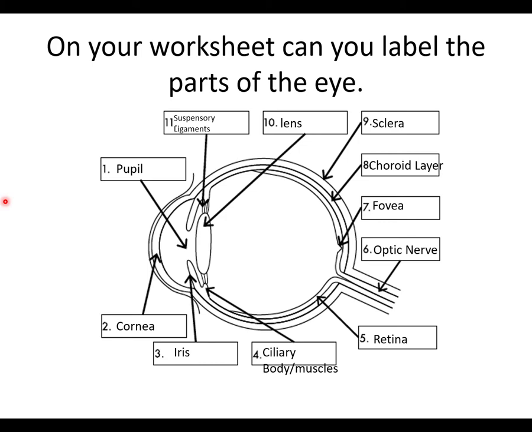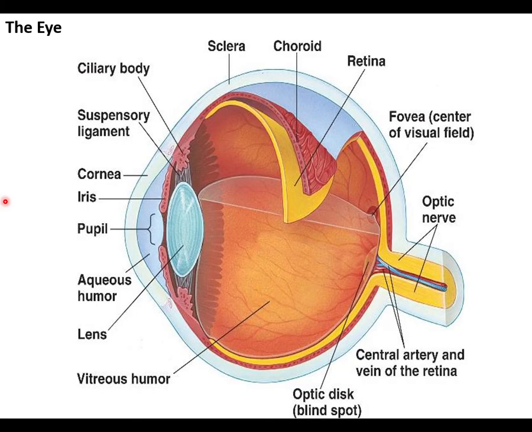So we are going to start with looking at each individual bit of the eye. This is just like a different diagram. This also shows us the vitreous humour, which sits inside. It's a jelly-like substance. At the front here you have the aqueous humour, which keeps the eye in shape. Okay, it's just a colour diagram of it.